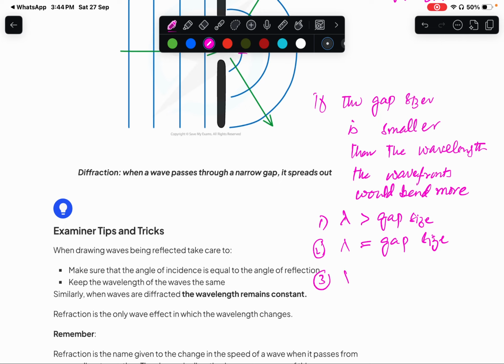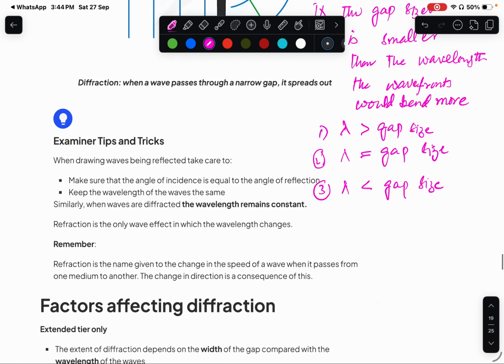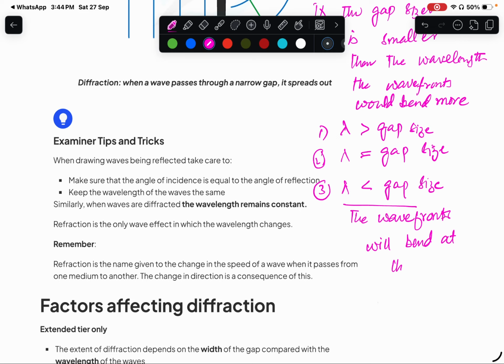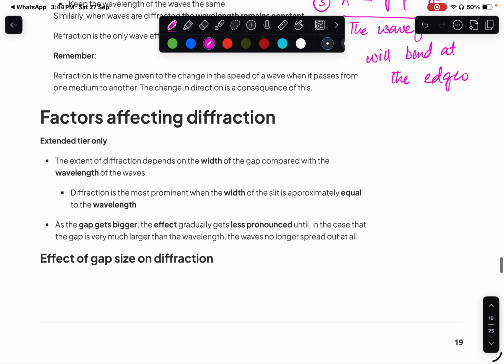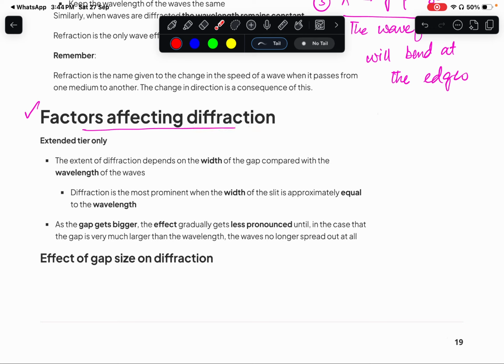Okay, now number three, if the wavelength is smaller than the gap size, it means that the gap size is bigger now. Okay, so you would see bending at the edges only. The wavefronts will bend at the edges. Okay, let me show you how. Look, these factors are mentioned here. These are the factors affecting the diffraction. Okay, so you can read those notes.